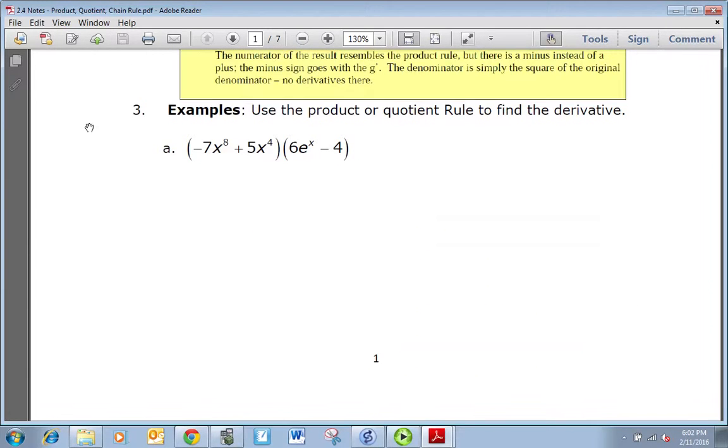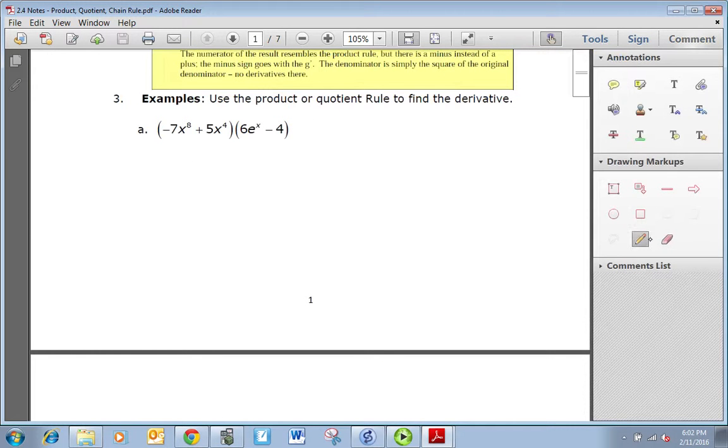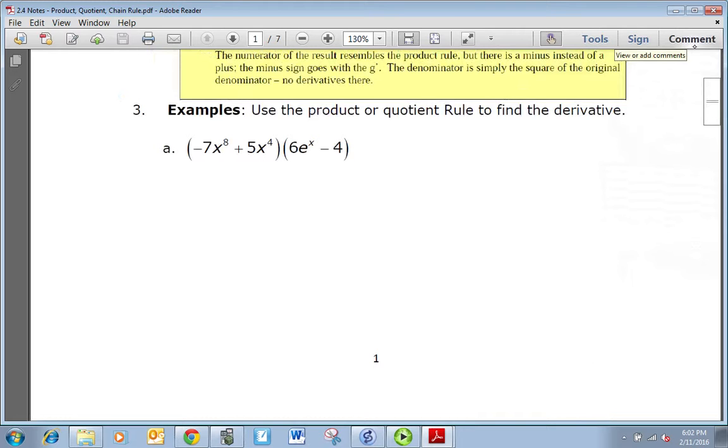And these rules are good because they make it easier for us to take derivatives. In some cases, you could take a derivative by multiplying it out or dividing it out, but usually it's easier just to use the product or quotient rules.